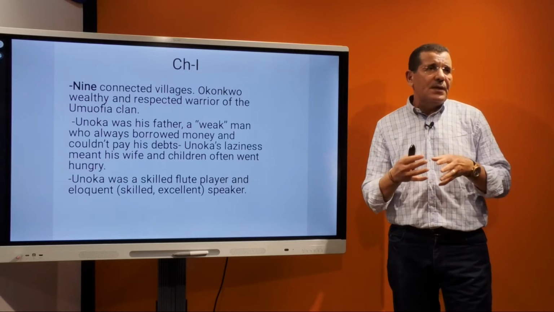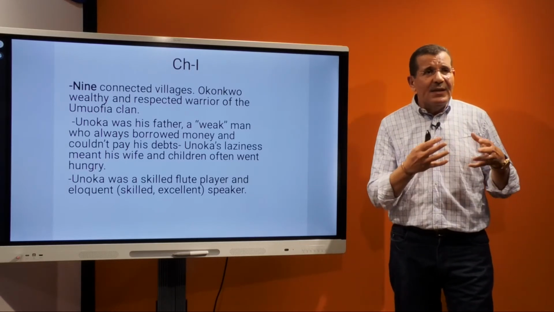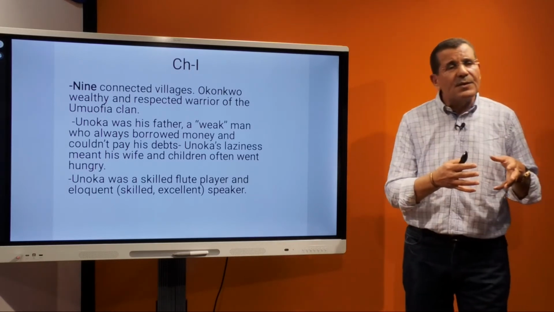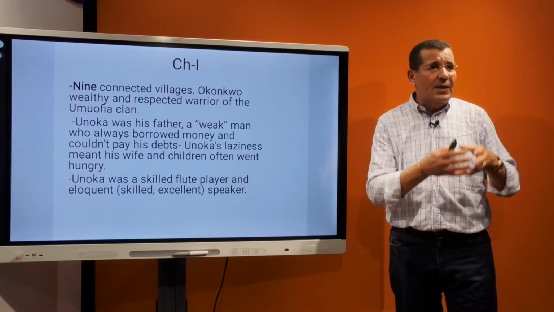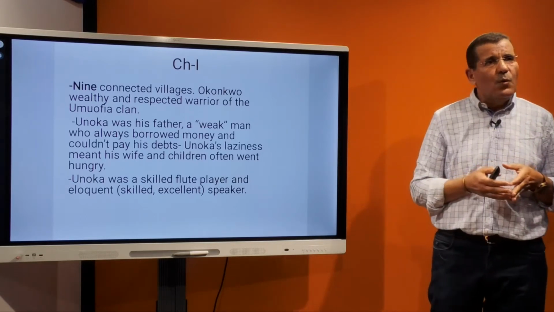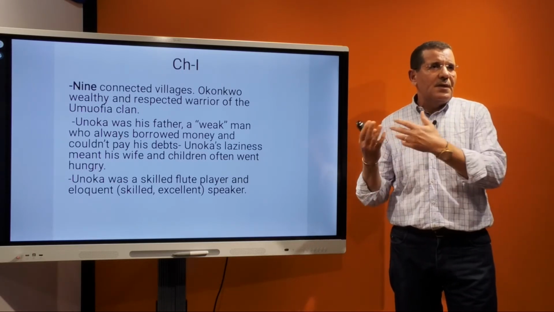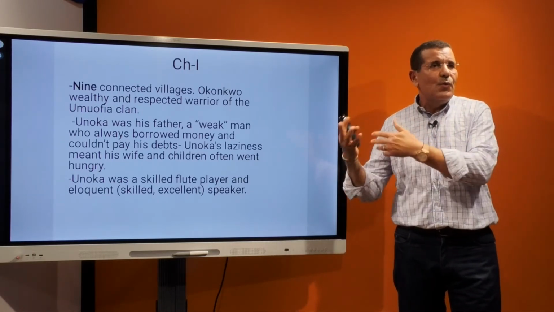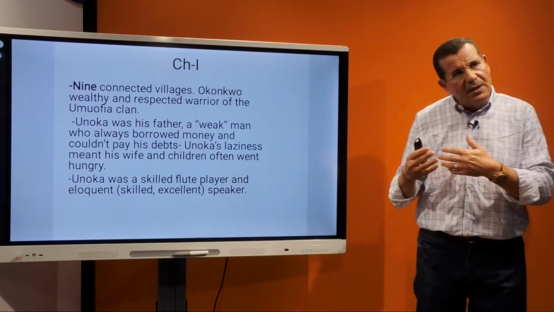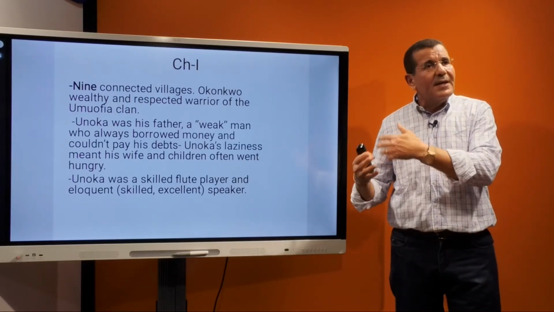While we'll see in the novel, Okonkwo is polygamous, while Unoka is monogamous. Here he has one wife. And with the coming of Christianity, Okonkwo's son Nwoye will go towards Christianity like his grandfather.